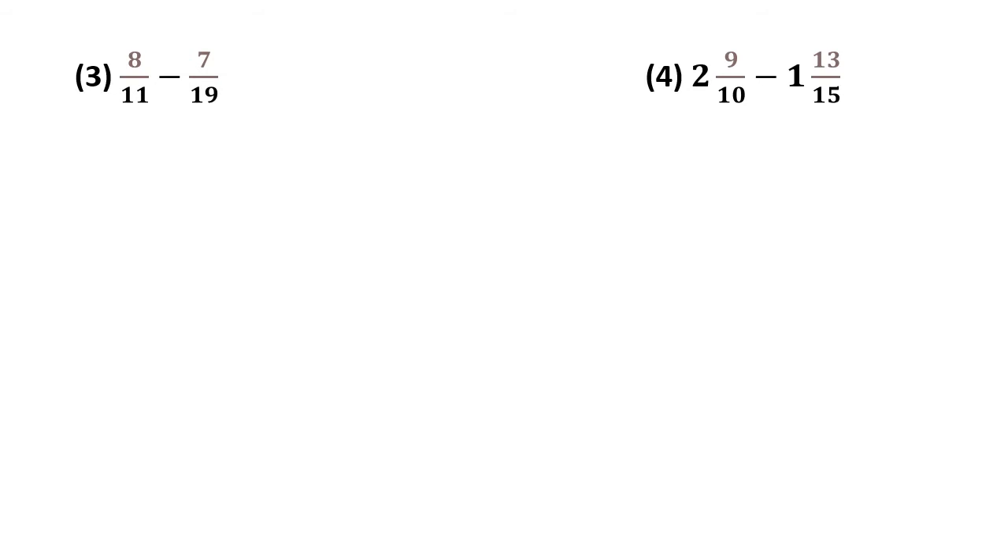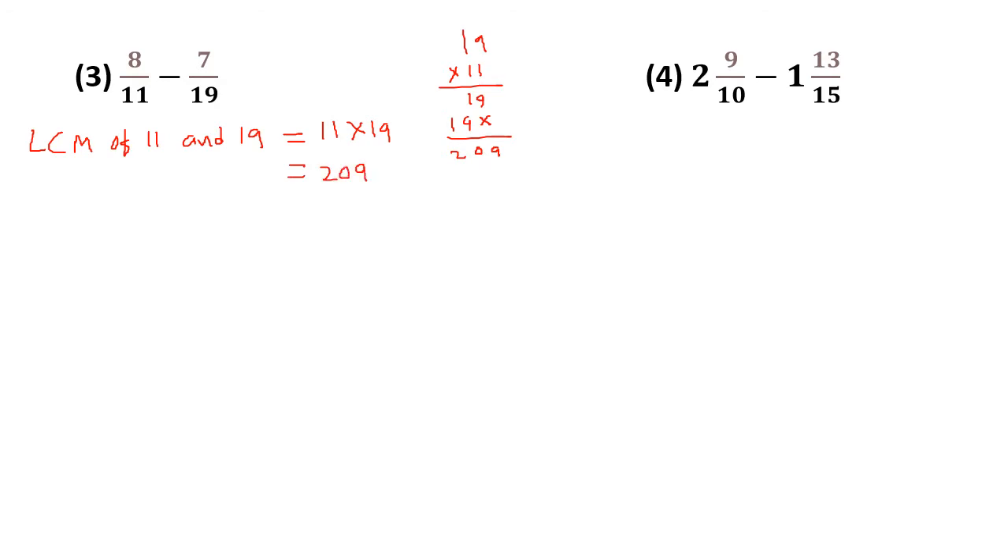Let's take an example for subtraction. It will be done in a similar way. The first step will be to find the LCM of the denominators. So the LCM of 11 and 19. These two numbers are very strange numbers, they may not have much in common, so maybe 11 into 19 is the only answer. If I multiply 19 by 11, 1 9 is 9, 1 9 is 9, 10, carry 1, 209. So the LCM of 11 and 19 is 209.